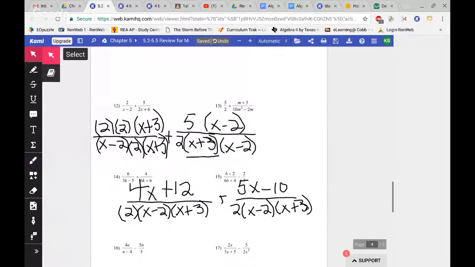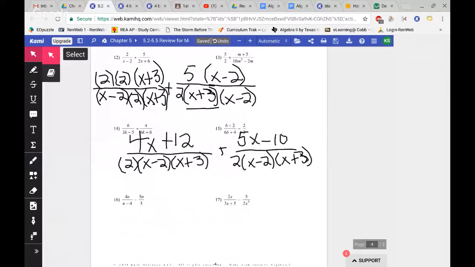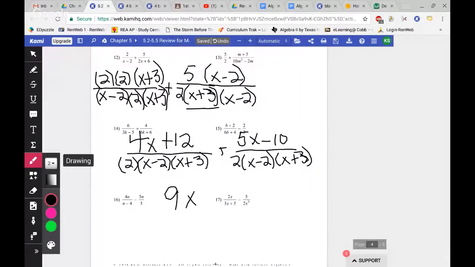And then I'll combine like terms. So I've got a 4x and a 5x. So that's going to give me 9x. And then I've got a positive 12 and a negative 10. So when I combine those, that's going to give me a positive 2 all over our denominator. And that's your final answer.